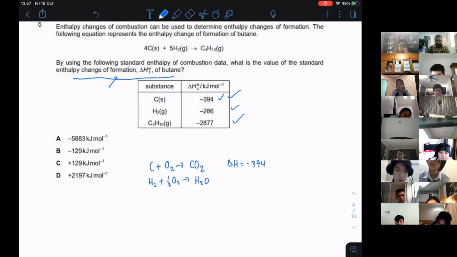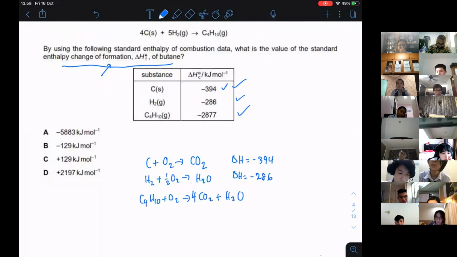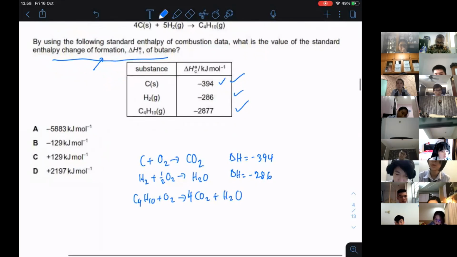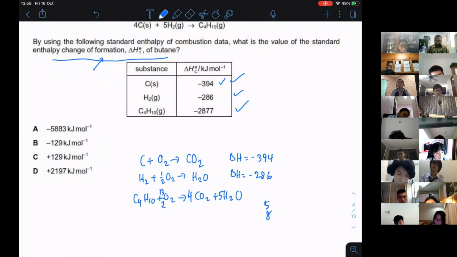1 mole of hydrogen is burned, so this is going to be negative 286. Then write down the equation C4H10 plus O2 gives carbon dioxide and water. Put 4, balance the equation. I put 5. Oxygen, I have 5 plus 8, which is 13, so I put 13 over 2. So the enthalpy change is going to be negative 2877.